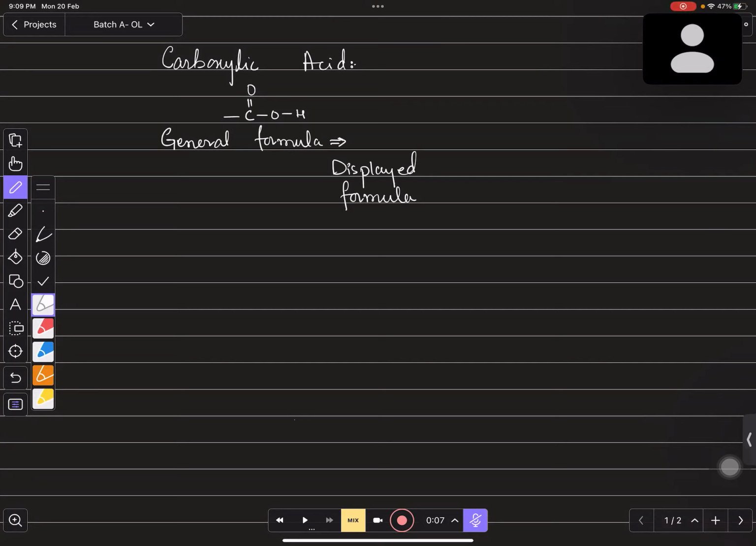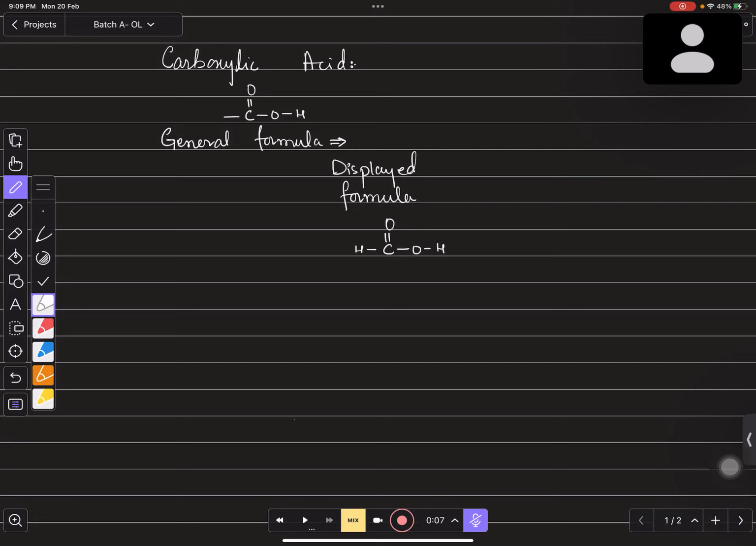Just look over there, the functional group is C double bond O and then OH. So suppose you have one carbon, a member of the homologous series carboxylic acid with one carbon. The one carbon is already present in the functional group. Every carbon has 4 bonds. You can see right now in the functional group, the carbon has 3 bonds. The 4th bond is going to be fulfilled by the hydrogen. So this is the first compound of this homologous series.